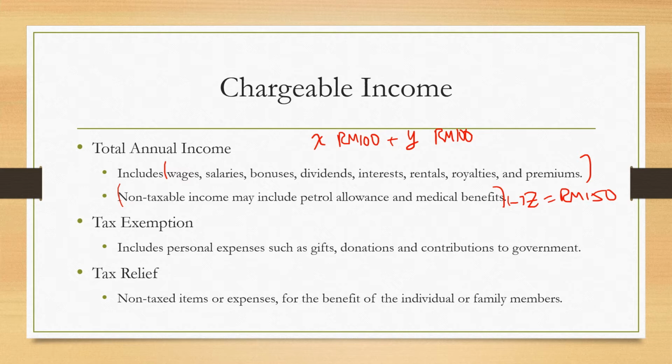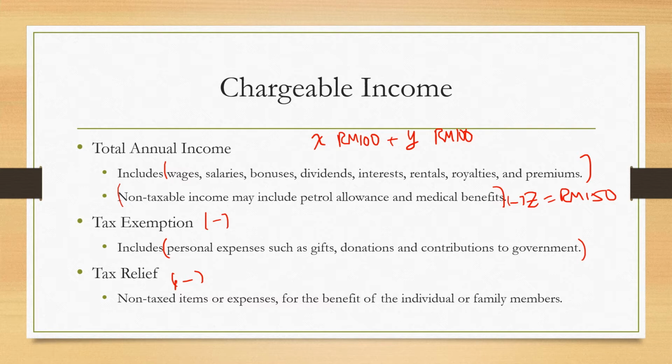Okay, next, tax exemption and tax relief. Tax exemption includes personal expenses, donations and contributions to governments. From the word exemption, meaning we need to leave out, you need to minus this out. So you find your total annual income, you minus your tax exemption, and finally you minus your tax relief, non-tax expenses for the benefit of individual or family members.